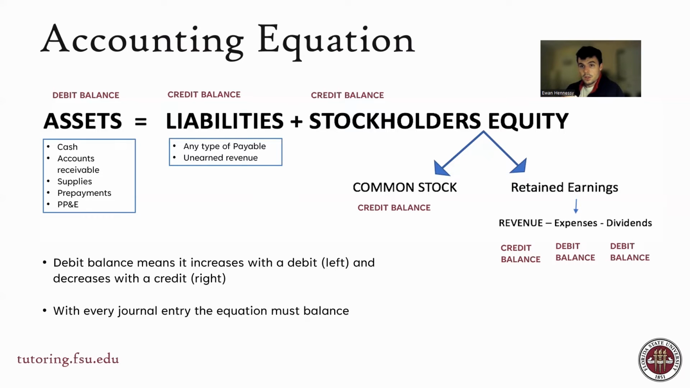Dividends are different because they pull from the retained earnings balance. Retained earnings has a credit balance. So if we are reducing retained earnings by paying a dividend, it would make sense that we would debit a dividend. And we will get to that in future slides. So every journal entry must balance our equation.